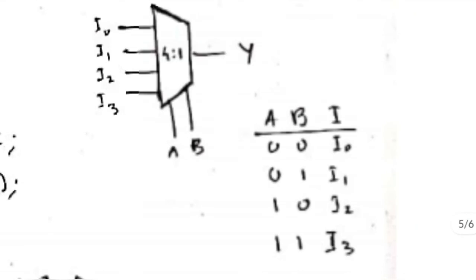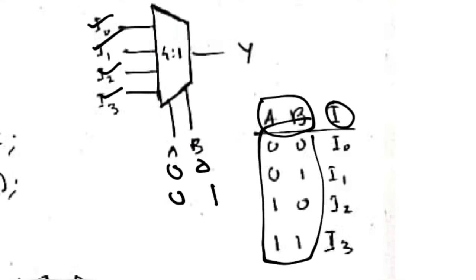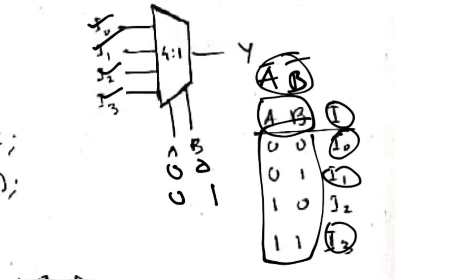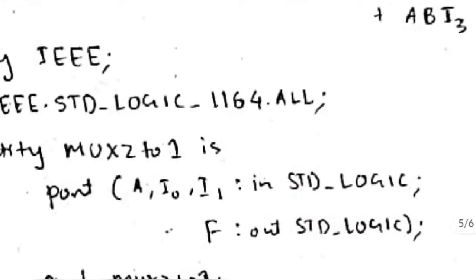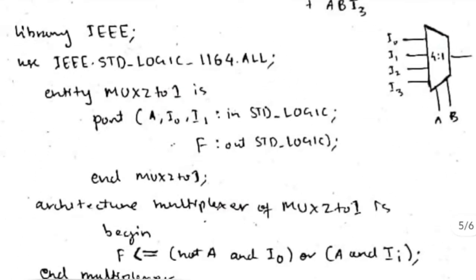Now observe here carefully, we will have A, B and I here. When A and B both are 0, I0 should be selected. When A is 0 and B is 1, I1 should be selected. Similarly, I2 and I3 will be selected based on the values of A and B. What is A0 and B0? That's A bar and B bar. If it is A bar and B bar, I0 should be selected. So see here the equation part.